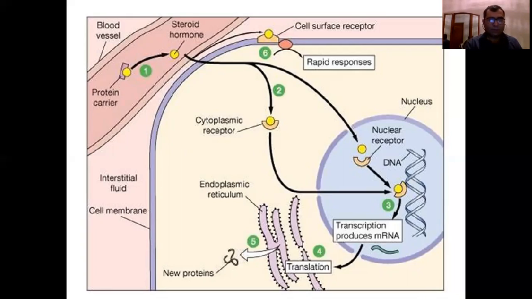And four, for the translation, the activated gene creates a new messenger RNA that moves back to the cytoplasm. And five, translation produces a new protein for cell processes. And six, repeat responses to cellular surface receptors. Some steroid hormones also bind to membrane receptors that use a second messenger system to create a rapid cellular response.